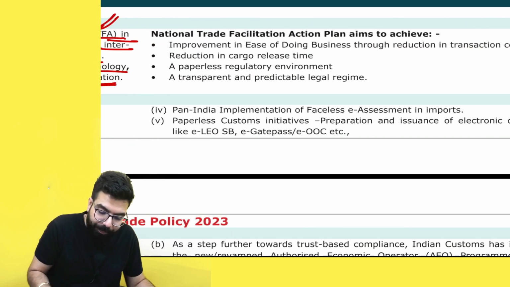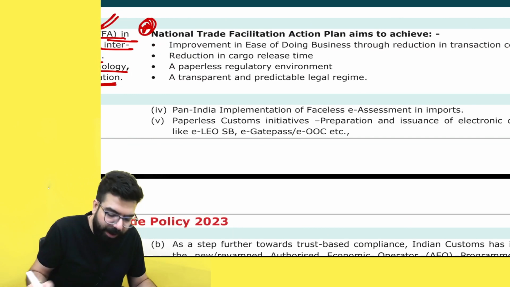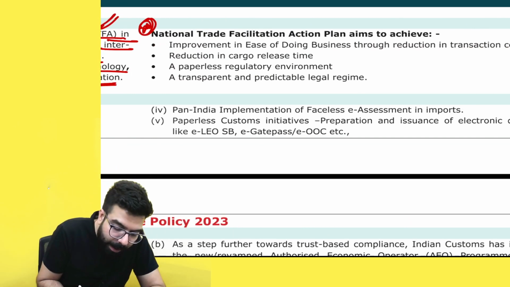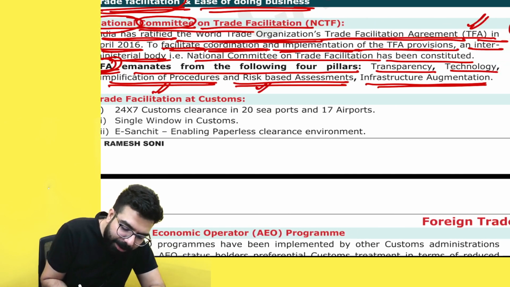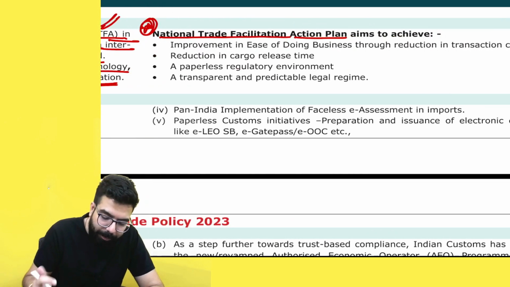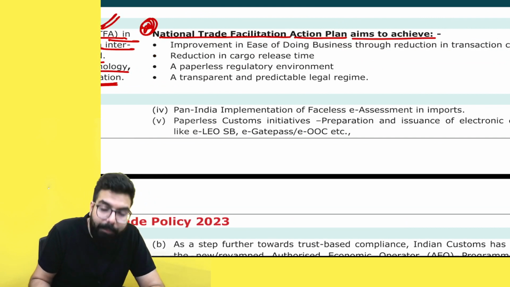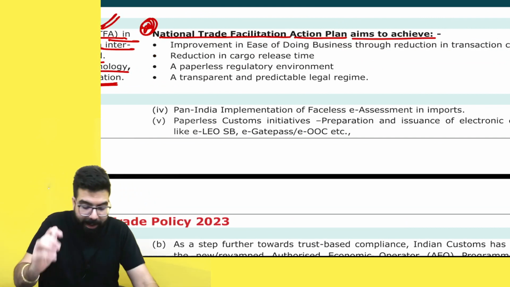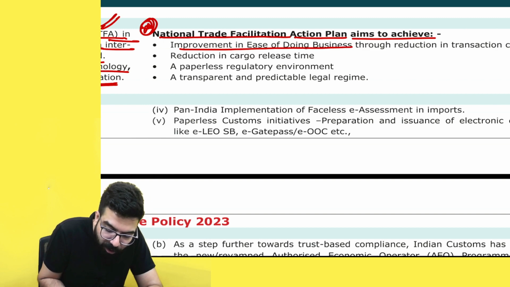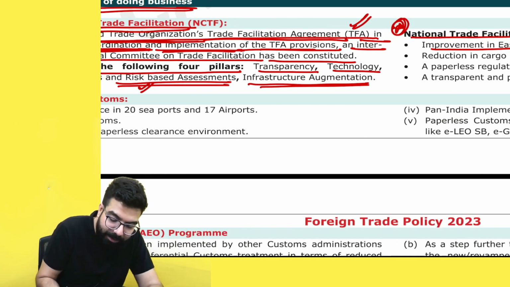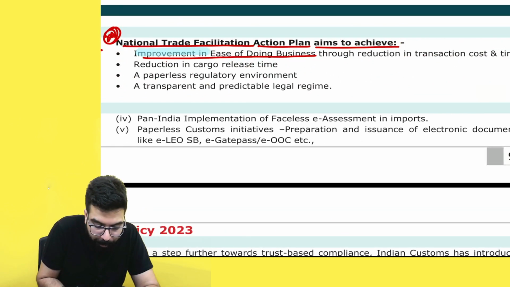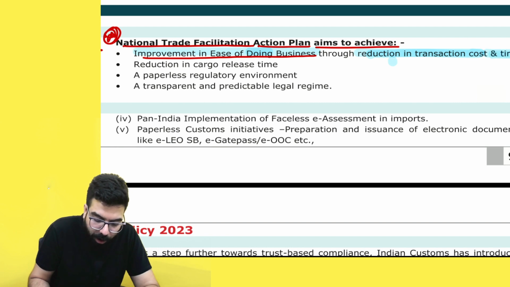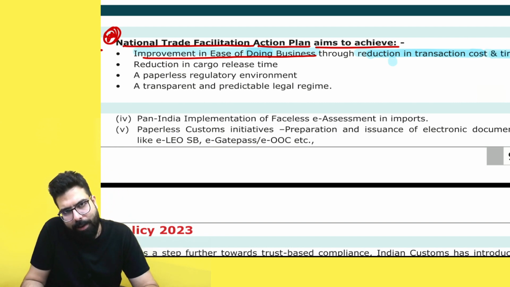Okay, sir. Now, this is something very important for the exam. Please be careful. They are telling about the National Trade Facilitation Action Plan. So, the National Committee on Trade Facilitation has come. What will be their action plan? What is their aim to achieve? They aim to achieve improvement in ease of doing business. As the name suggests, trade facilitation, their main work is improvement in ease of doing business through reduction in transaction cost and time. Sir, they want to reduce transaction cost and time.